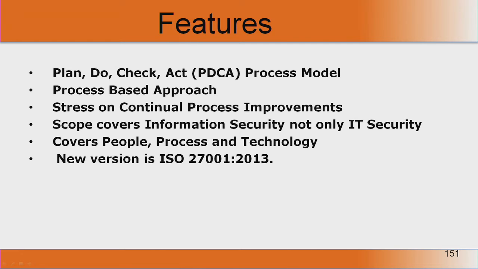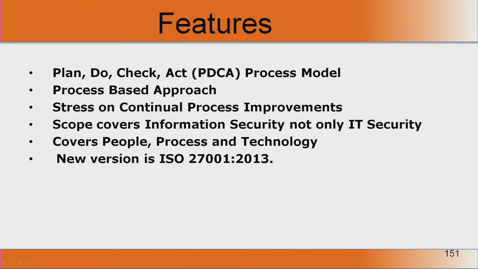not only IT security. So, what does it mean? IT security is any security that is related to information technology, whereas information security means you cover the entire organization, wherever information is generated, stored, altered, destroyed, in all those places you need to apply. So, the scope covers not only your IT process, but your non-IT process also. Physical access is not an IT process, but it is a process which impacts the organization. It covers people, process and technology.